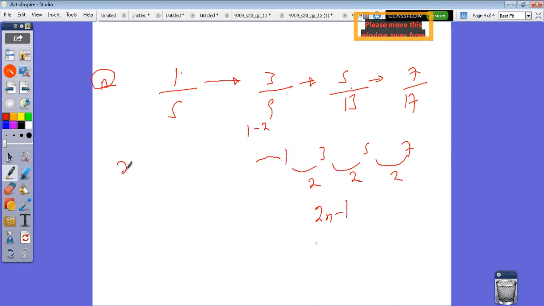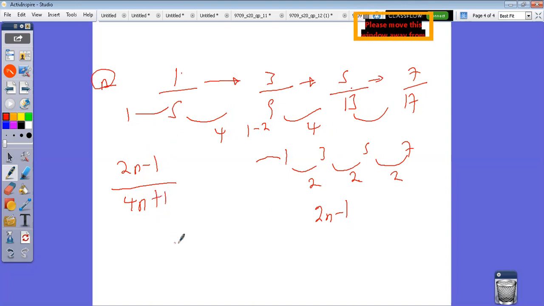So this is my formula for the numerator, over my formula for the denominator. What am I adding? 4, 4, 4. So it's a 4n multiplication table. But what's the number before 5? I subtract 4, it's 1. So that's my formula. Clear?